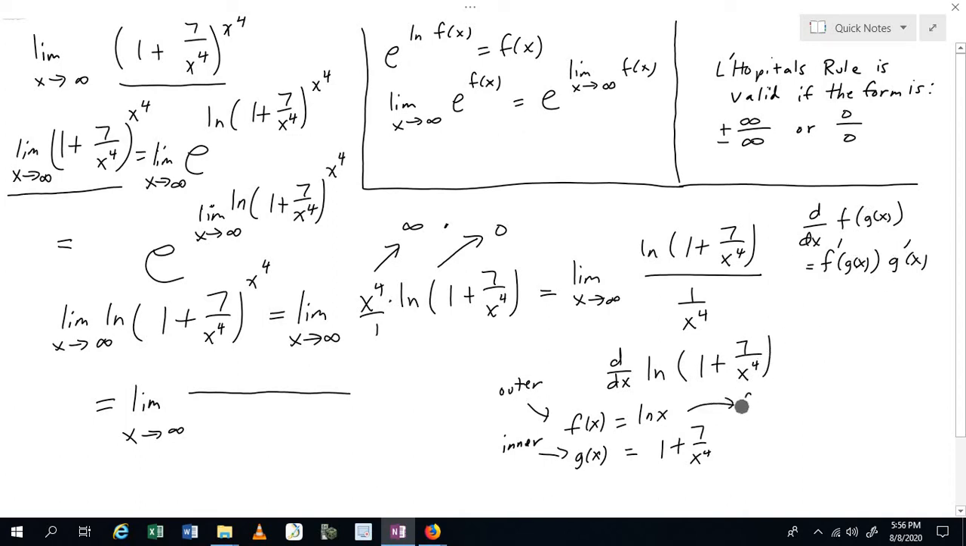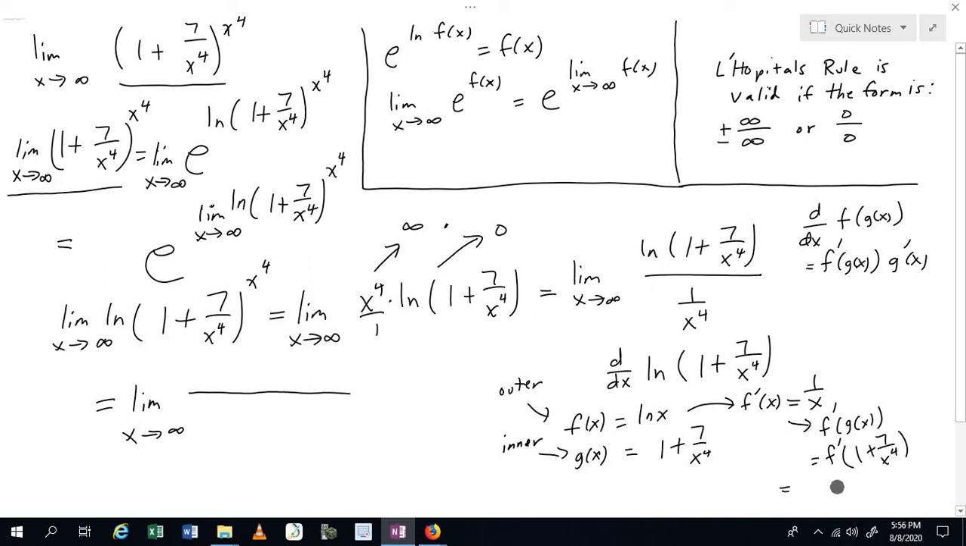So f prime. Okay, so the derivative of natural log of x, well, that's just 1 over x. And then you have to evaluate that derivative at g of x. So f prime evaluated at g. In other words, f prime evaluated at, here's g, right? So f prime evaluated at 1 plus 7 over x to the fourth.